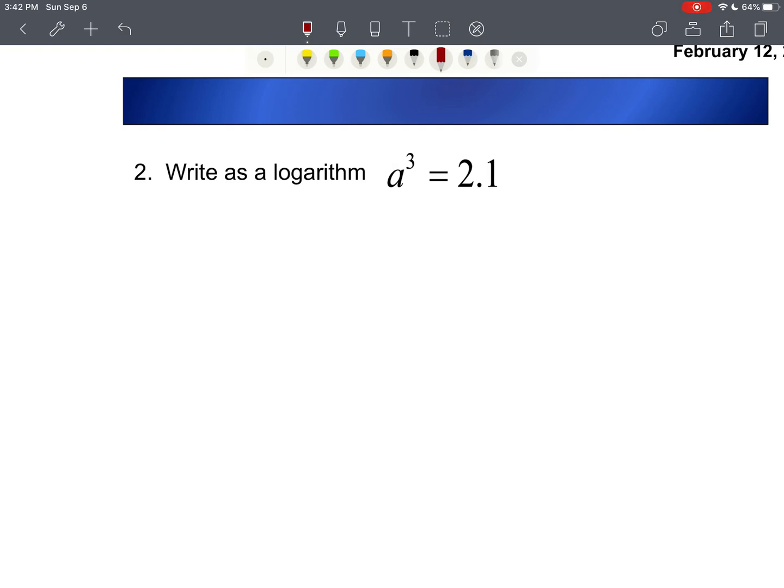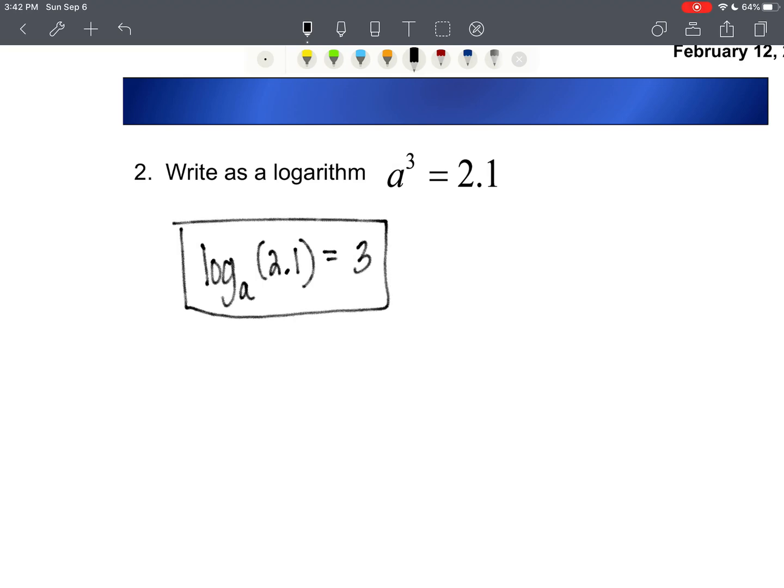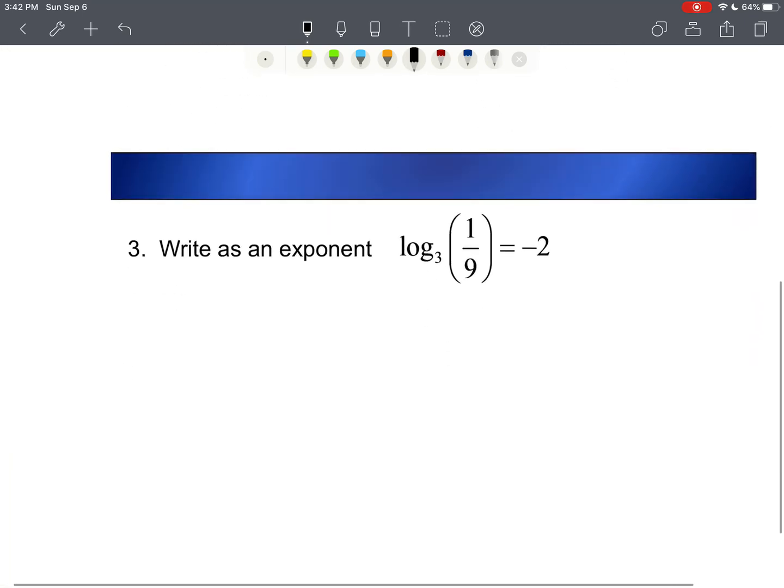So here we have a to the third power is equal to 2.1. So we have log base a of 2.1 equals the exponent of 3. And these two things are equivalent. A cubed equals 2.1 is the same as log base a of 2.1 equals 3. Same thing. It's a true story.